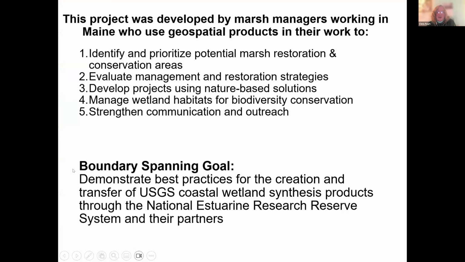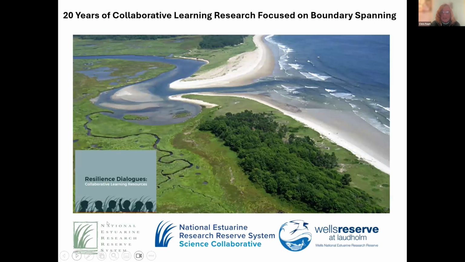These were the kinds of things that our marsh managers were doing. The first 5 are all related to the kinds of work that the geospatial tools would address, and could be prioritizing restoration and conservation, evaluating strategies, developing nature-based solutions, managing for biodiversity, and communicating. One of the goals, though, was a little bit different. It was about demonstrating best practices for creation and transfer of USGS coastal wetland synthesis projects through the NERRS. But the methods we developed can be used by any organization.